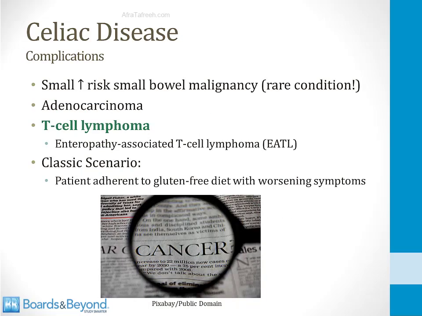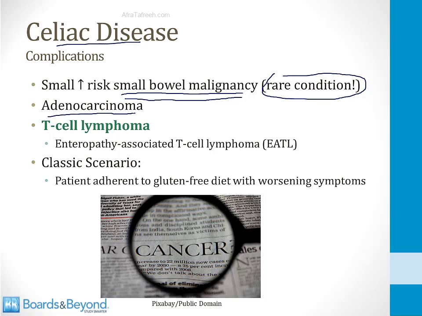There is a small increased risk of small bowel malignancy among patients with celiac disease, and small bowel cancer is a very rare condition. We talk a lot about colon cancer and gastric cancer, but you will very rarely meet a patient who has a history of small bowel cancer. One of the conditions that can lead to small bowel cancer is celiac disease. There is an increased risk of adenocarcinoma of the small intestine.